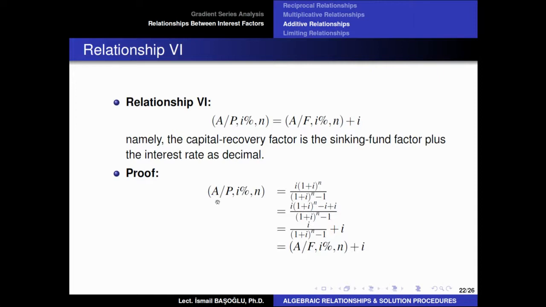Now, check that out. This is our capital recovery factor formula. And in that formula, I am just going to do a simple trick. I am just going to add and subtract i to the numerator. And if I do that, and if I take i as a common multiplier in the first two terms, you are going to see that we have i over (1 plus i) to the power n minus 1, and then plus i. And i over (1 plus i) to the power n minus 1 is the uniform series sinking fund factor. So this is actually not very hard to see through.